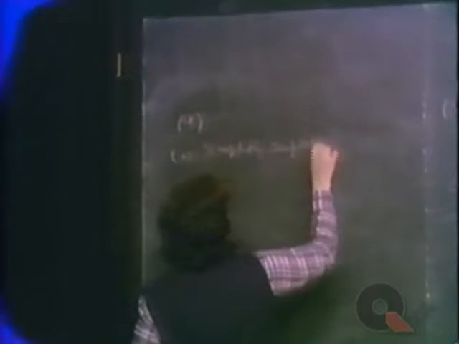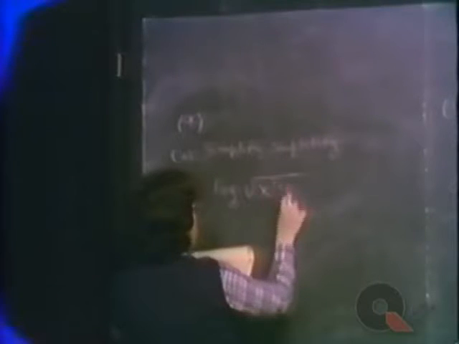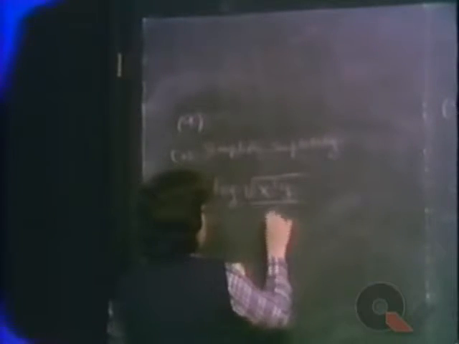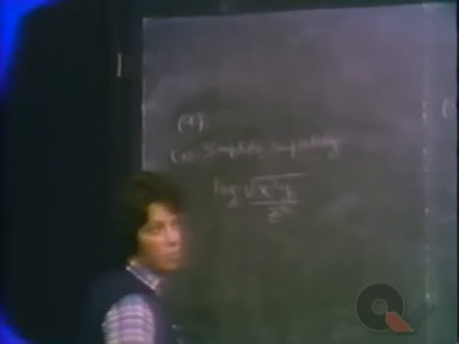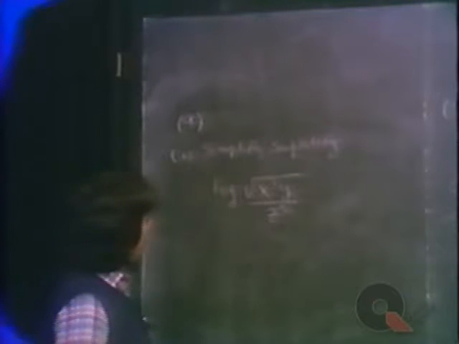In problem 9, in part A, we want to simplify completely the following: log of the square root of x cubed y over z squared. We want to use the properties of logarithms in this case. This log, when there's no base mentioned, means log to the base 10.